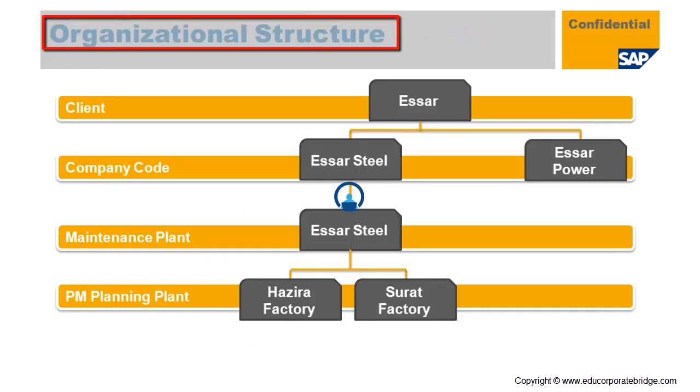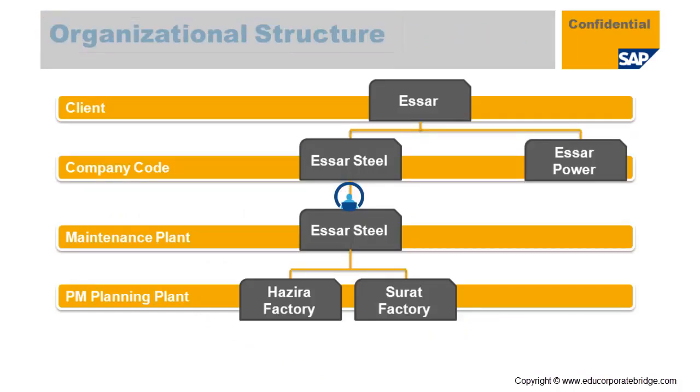So this is a typical organization structure. In the example, you can see the client is always at the top level, for example SR group of industry. Then the company codes: they have different businesses, like SR has steel, power, shipping, oil, logistics, communication. So these are the different company codes. Now their company code has a plant, which is SR steel, and they have a planning plant, which is one factory in Hazira and one factory in Surat. So this is a typical organization structure maintained in the PM module.